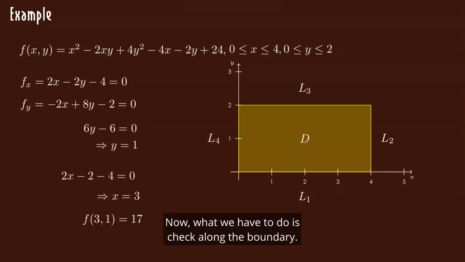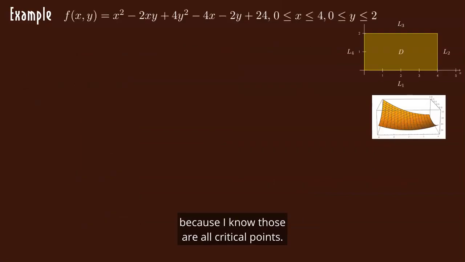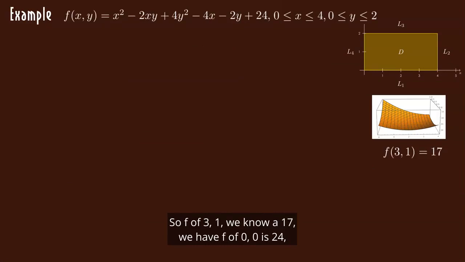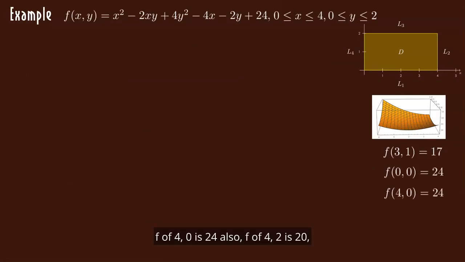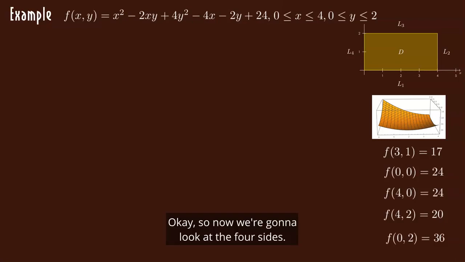Now what we have to do is check along the boundary. First, I'm going to check the corners because I know those are all critical points. So f(3, 1) we know is 17. We have f(0, 0) is 24. f(4, 0) is 24 also. f(4, 2) is 20. And f(0, 2) is 36. Okay, so now we're going to look at the 4 sides.